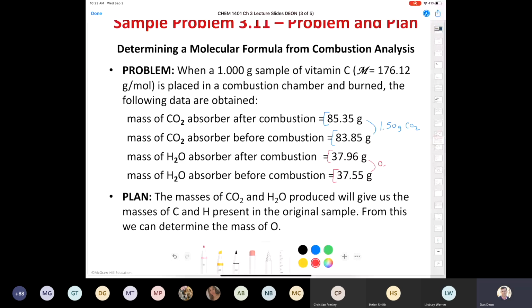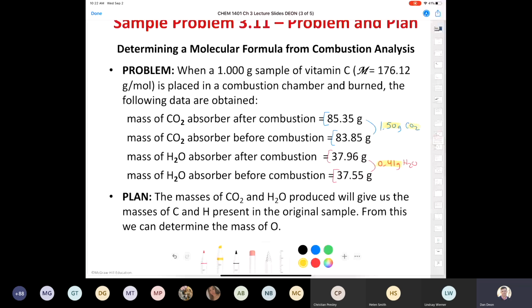0.41 grams of water. So the whole point is this: you burned some vitamin C, you produced carbon dioxide and water, and these are the masses of CO2, and this is the mass of water. So you can obviously see where we're going here. We can determine the number of moles of CO2 and the number of moles of water.